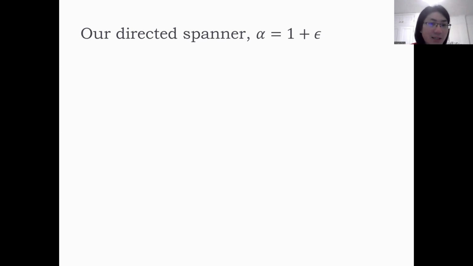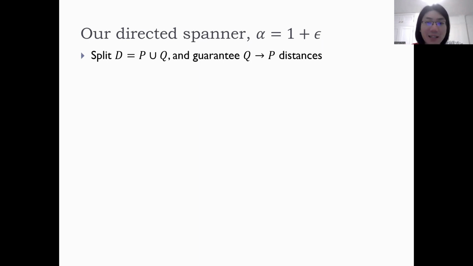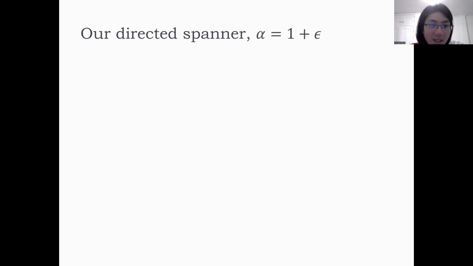Let's take a look at the directed spanner, which is simple. We split the data points into two sets, P and Q. We will guarantee that we only add paths from the set Q to P, and not add paths from Q to Q or P to P. Our spanner will only guarantee that for every Q prime from Q and P prime from P, if they are close, they will be connected by a path of length alpha.